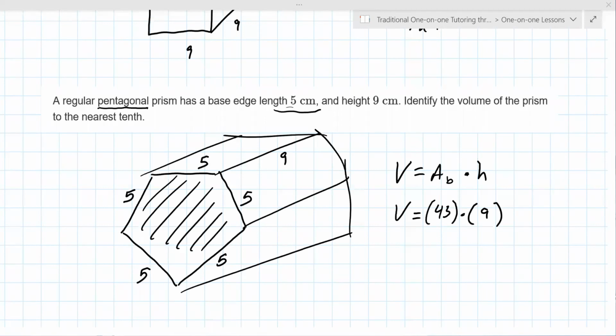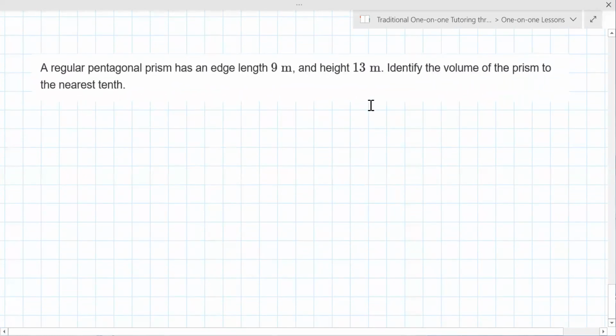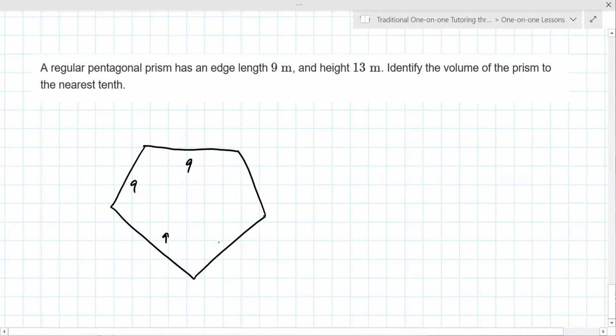$387. Okay, very good. So this one is similar. We don't, well, actually, let's do the other one because the other one we will need the calculator for. So this is a pentagonal prism. So it's another pentagonal prism. Interesting. So there you go again. You've got the pentagon, 9, 9, 9, 9, 9, but then it's extended or protruded.